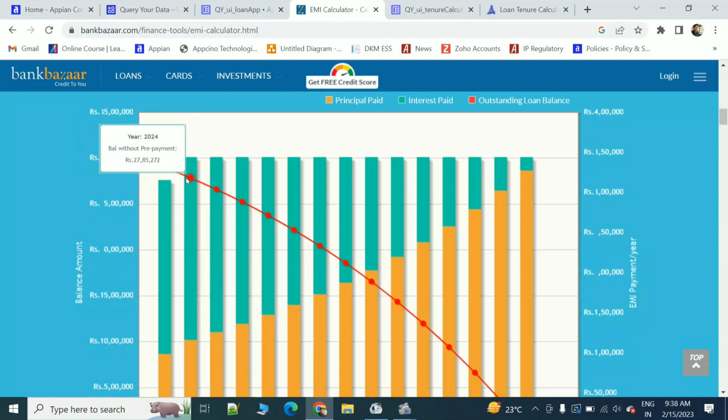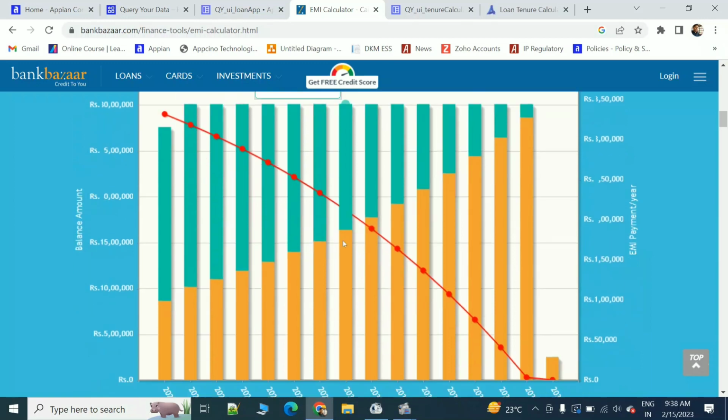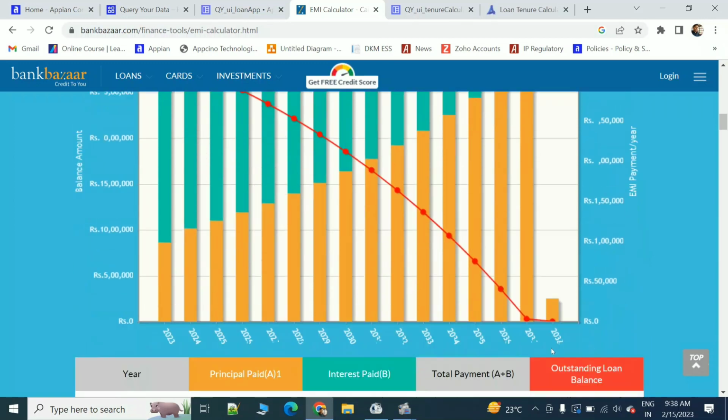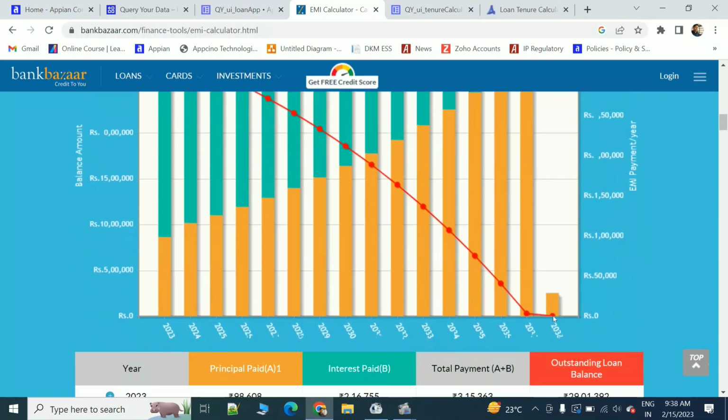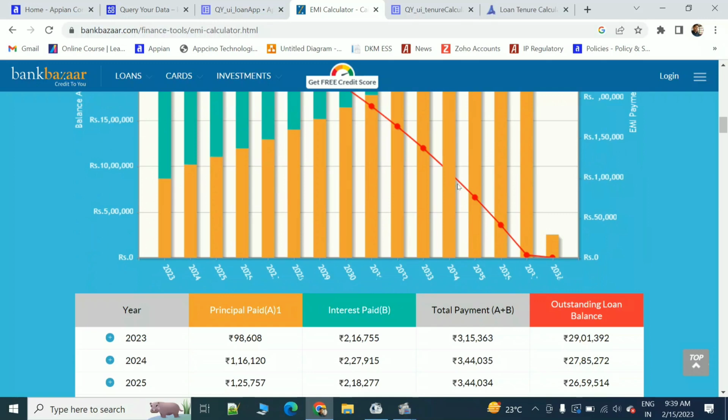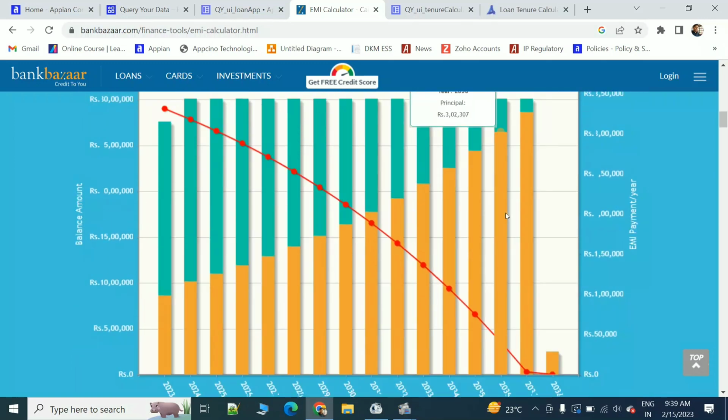So in the next year the balance amount will decrease. One by one, every year the balance amount is decreasing. So at the last, the balance amount will be zero at the end of the 2038 year. So this is the information you can see on this chart.